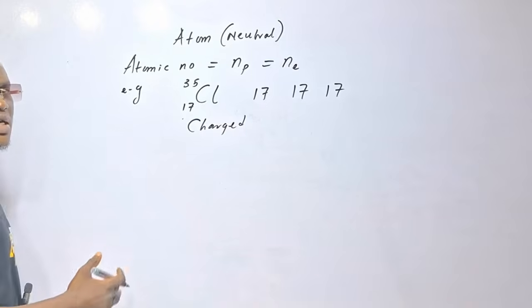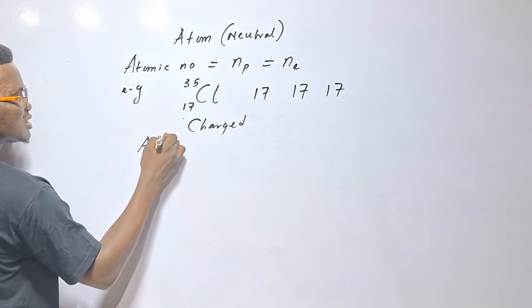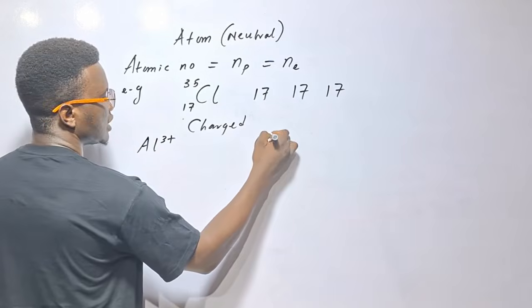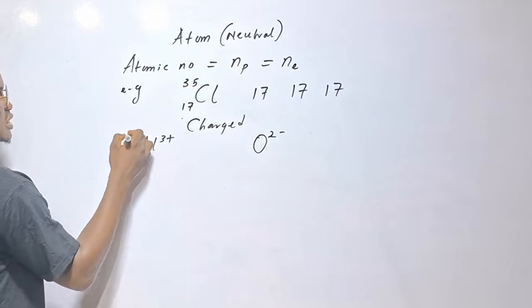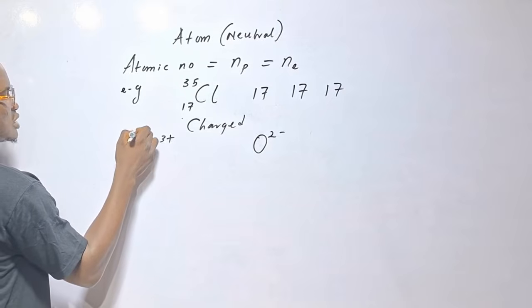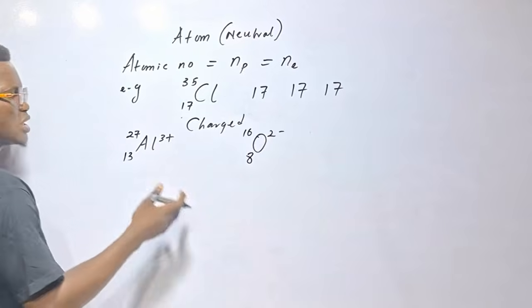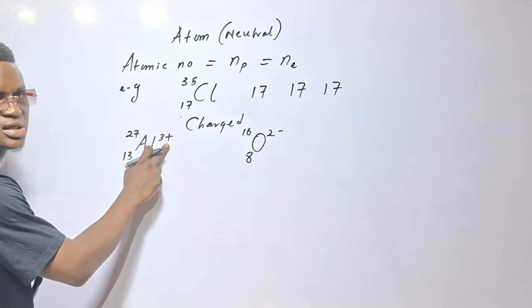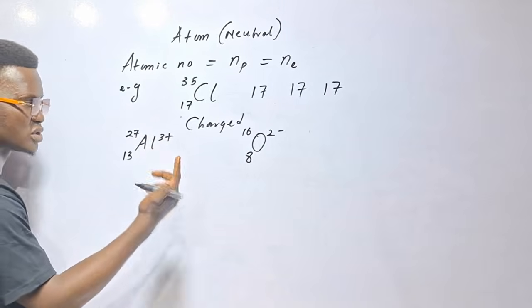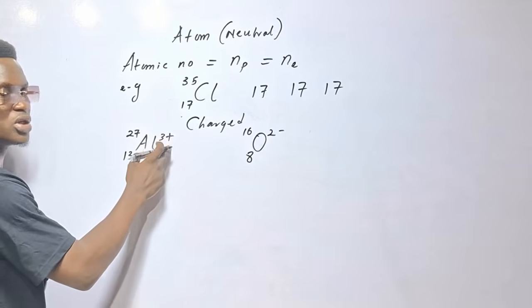But when an atom is charged, that means the atom has either lost or gained electrons. Let me give you an example of one that is positively charged and one that is negatively charged. For the positively charged one, the atomic number is 13 and the mass number is 27. This is 8 and this is 16. Looking at these two ions, this plus 3 means this one has lost 3 electrons. This minus 2 indicates the number of electrons involved.